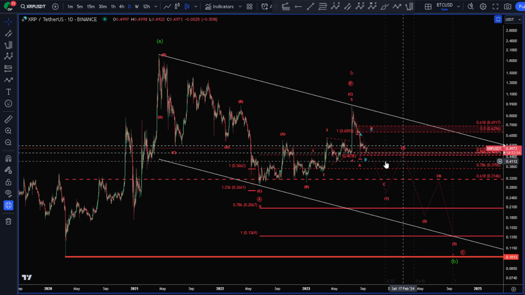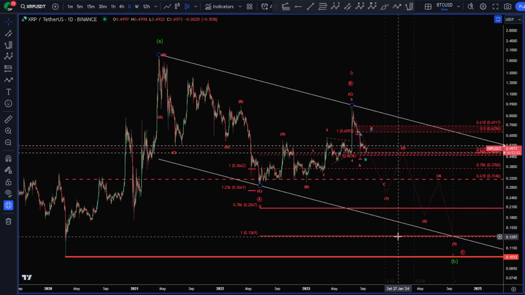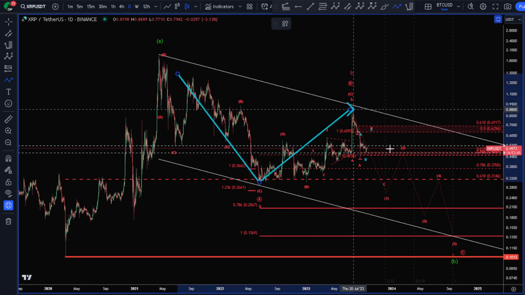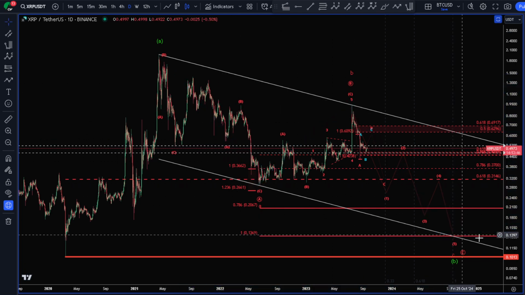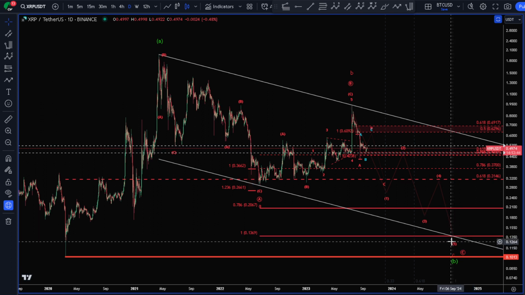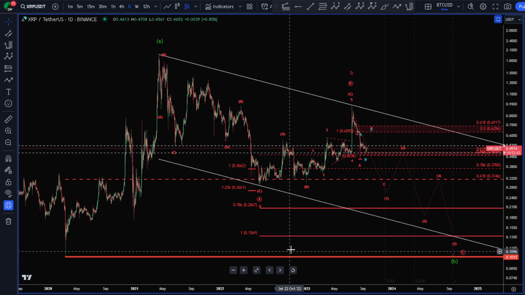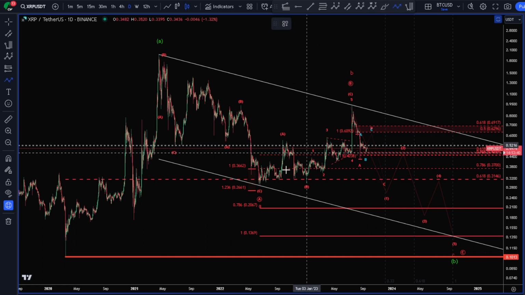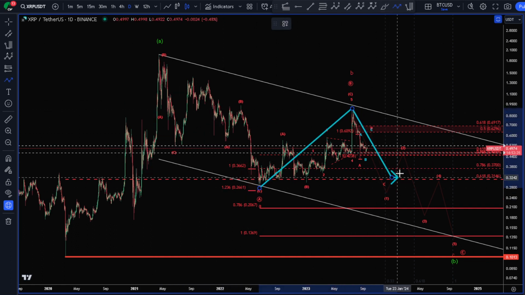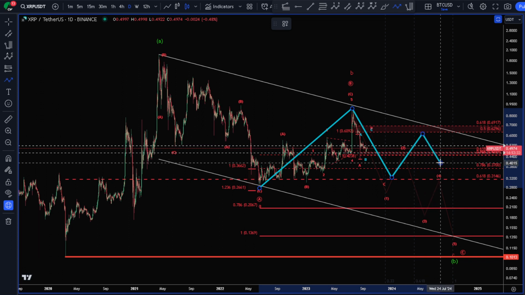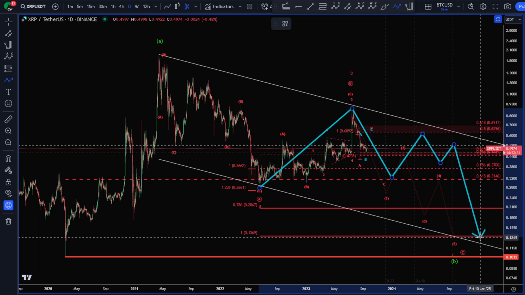So anticipating this move to complete, the 1-to-1 move would take us down to 13.69 cents, which would also hit the bottom of the channel there over the next year. Now alternatively, we could have an A wave down. This can also turn into a B wave triangle, then downside.